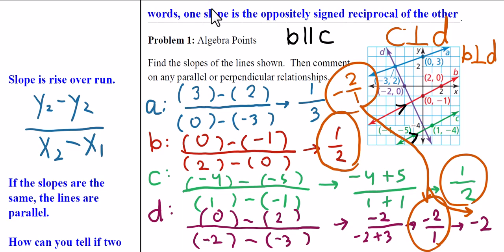Line A is not perpendicular to anybody, and is not parallel to anybody. We call this line skew.